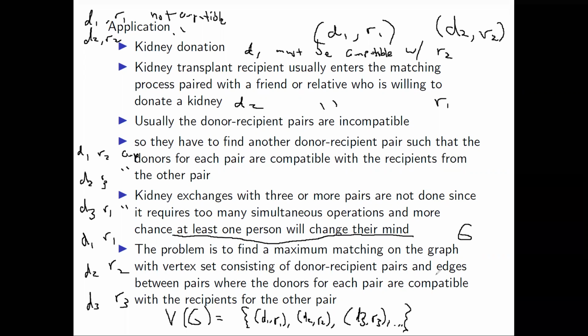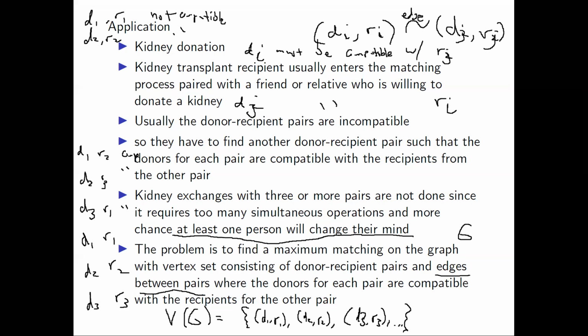And there will be an edge between pairs whenever the pairs are compatible. So if we have a DI, RI, and a DJ, RJ, where DI is compatible with RJ and DJ is compatible with RI, then in that case, we put an edge between these vertices, DI, RI, and DJ, RJ. That's how I'll draw that edge, I guess. Maybe it's non-standard, it's all right. So that's our vertices, that's our edges.